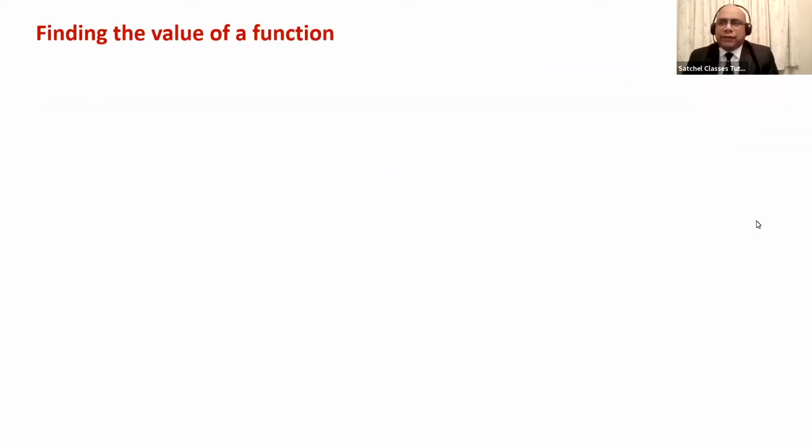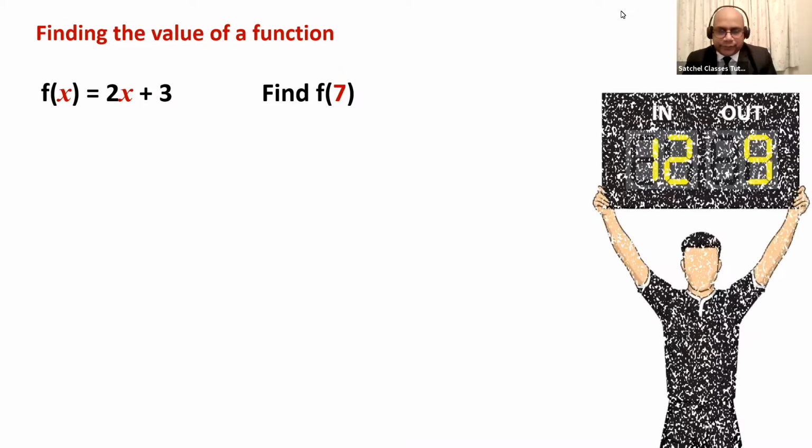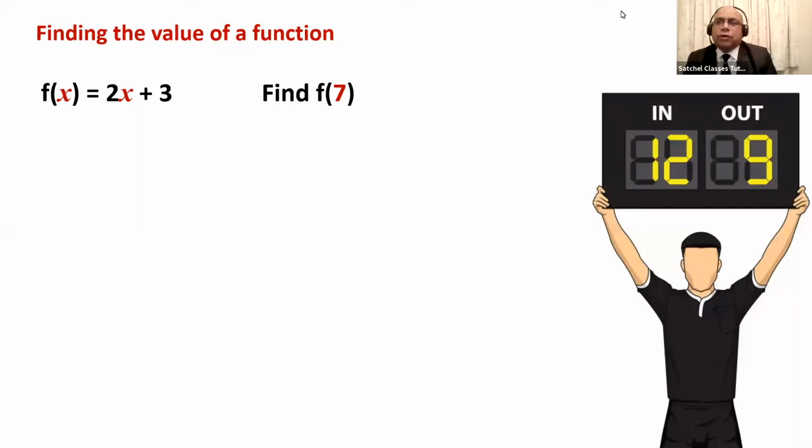Now, how to find the value of any function for an input? For example, if f of x is defined as 2x plus 3, can you find f of 7? To find the value of any function for a particular input, we use the same rule as a substitution, right? In a football game, you can always substitute players. What does substitution mean? You replace jersey number 9 by jersey number 12. So 9 goes out and is replaced by 12, right?